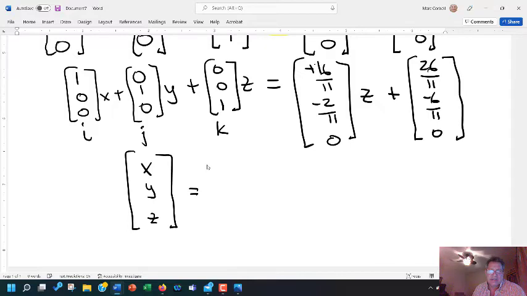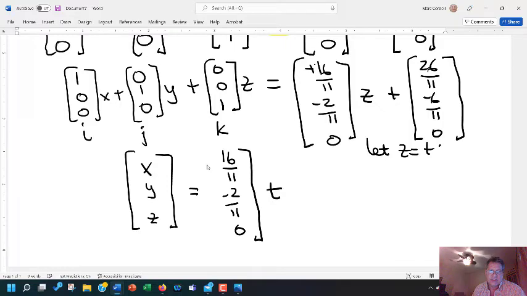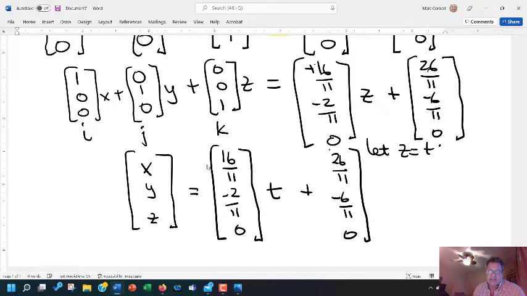And this part here, I'm going to choose a parameter. I'm going to say let z equal t. So that's my parameterization. So I'll have 16 over 11, minus 2 over 11, and 0. So that's the parameterization of t. And then notice this will simply be the leftover part, 26 over 11, minus 6 over 11, 0.